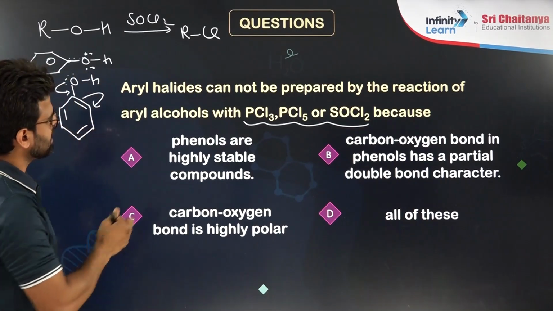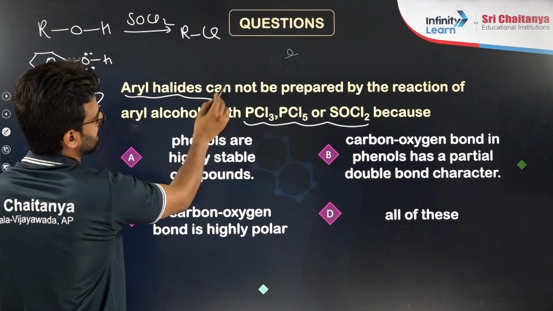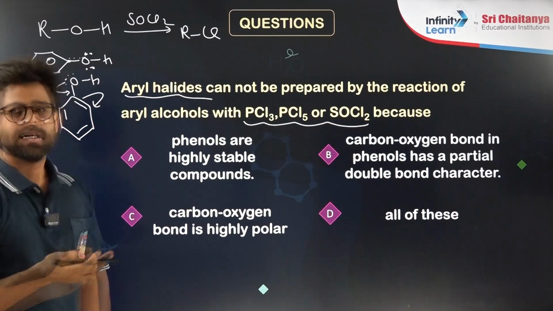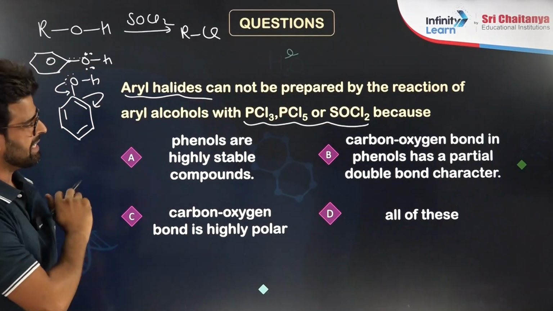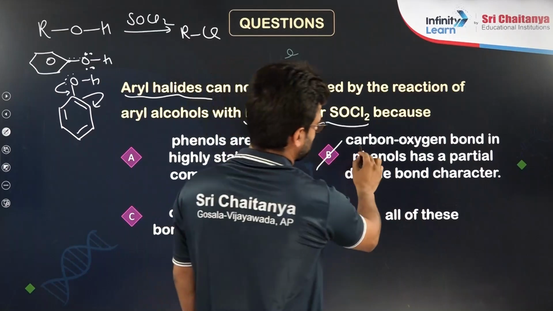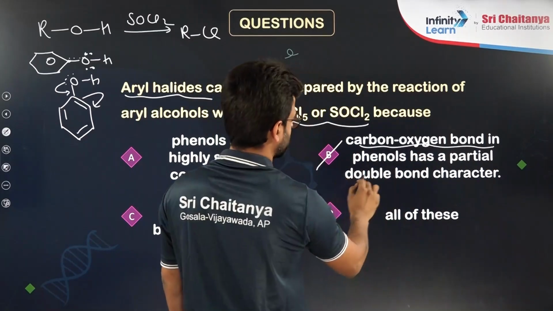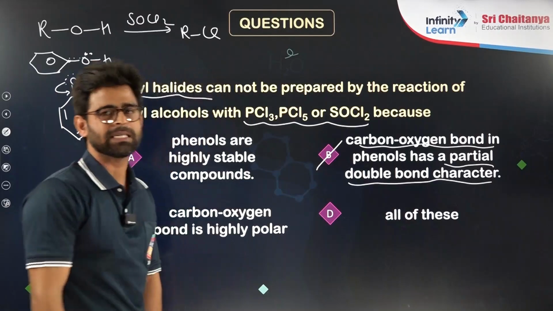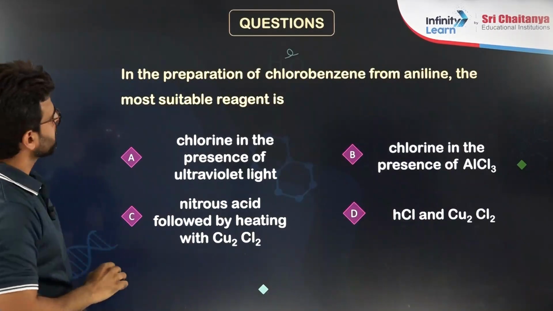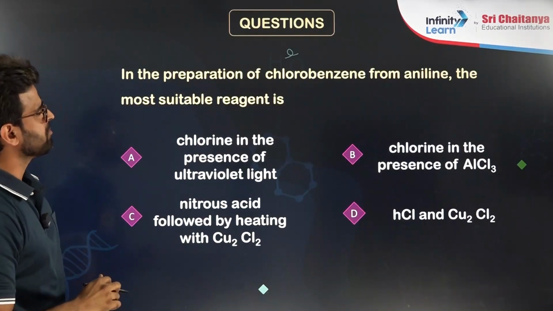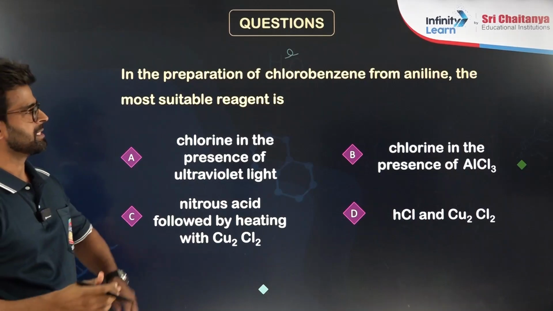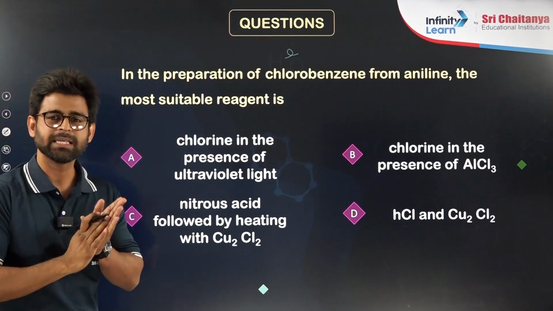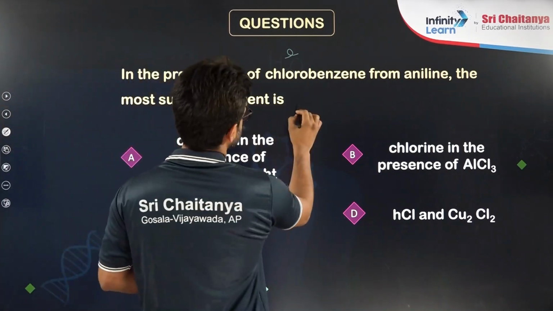That's why they're saying aryl halides cannot be prepared from phenol using these reagents. Definitely it is having carbon oxygen partial double bond character. That's why it's tough to replace it, right? Next, if we come to the preparation of chlorobenzene from aniline, the suitable reagent, right? They're saying chlorobenzene from aniline, very important.